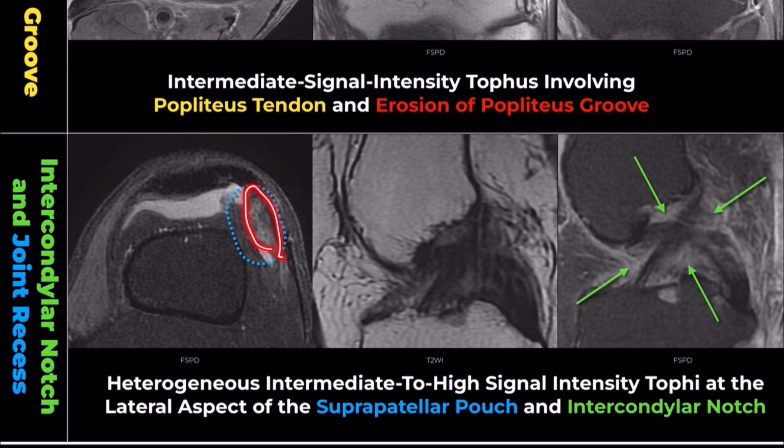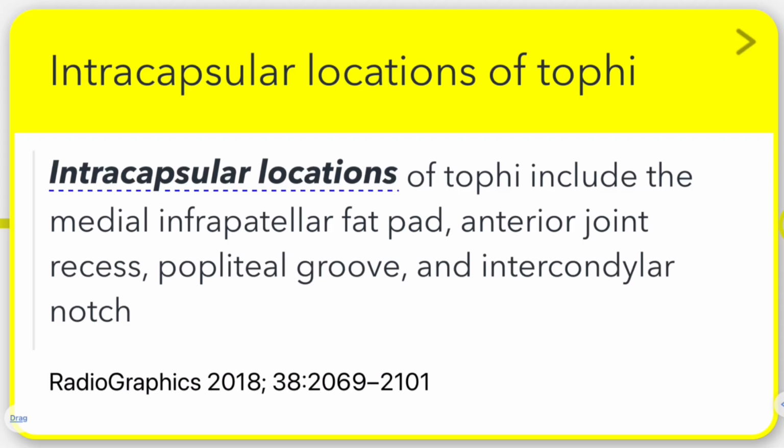In the third case, the tophus is situated in the intercondylar notch and joint recess. T2 weighted MRI reveals heterogeneous intermediate to high signal intensity tophi at the lateral aspect of the suprapatellar pouch and the intercondylar notch. Intracapsular locations of tophi include various regions such as the medial infrapatellar fat pad, anterior joint recess, popliteal groove, and intercondylar notch.